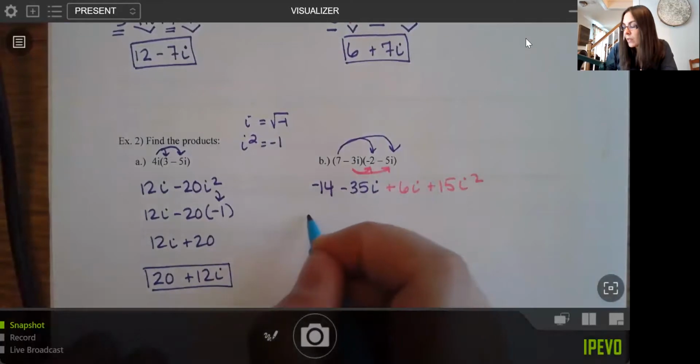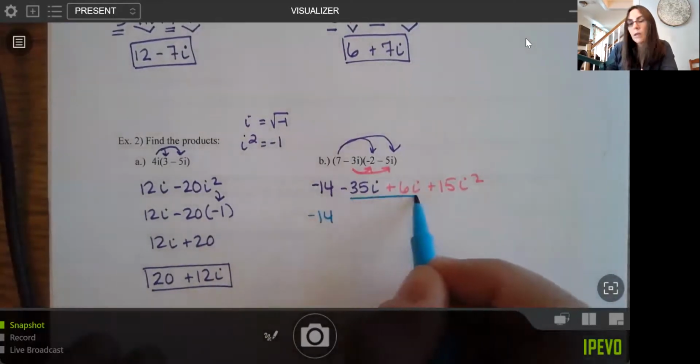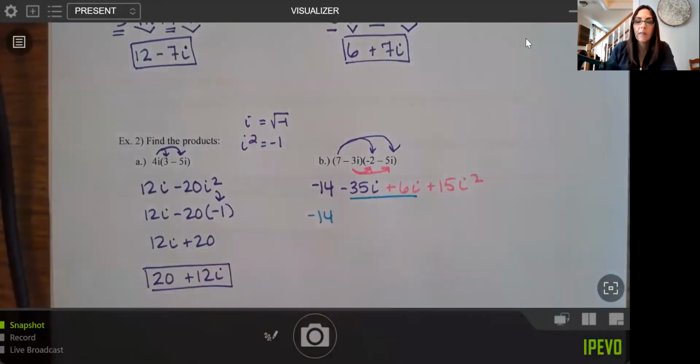I'm going to keep simplifying. So I do have like terms here. So I can go ahead and add those together, negative 35 and then plus 6.